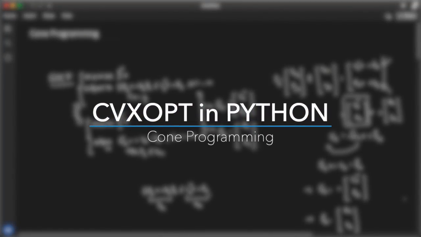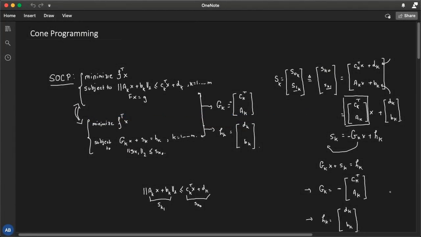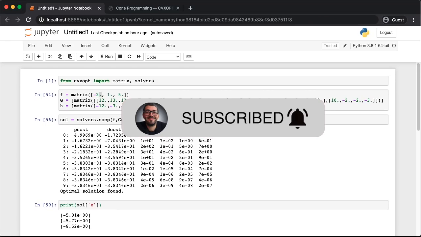So in this one, we're going to talk about cone programming. That is, we're going to revise what an SOCP is and a QCQP is, and next we're going to see how to solve them using the CVXOPT toolbox.